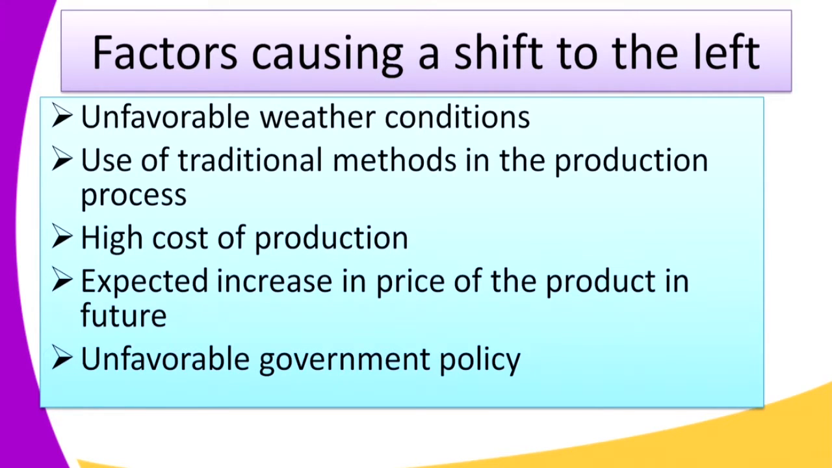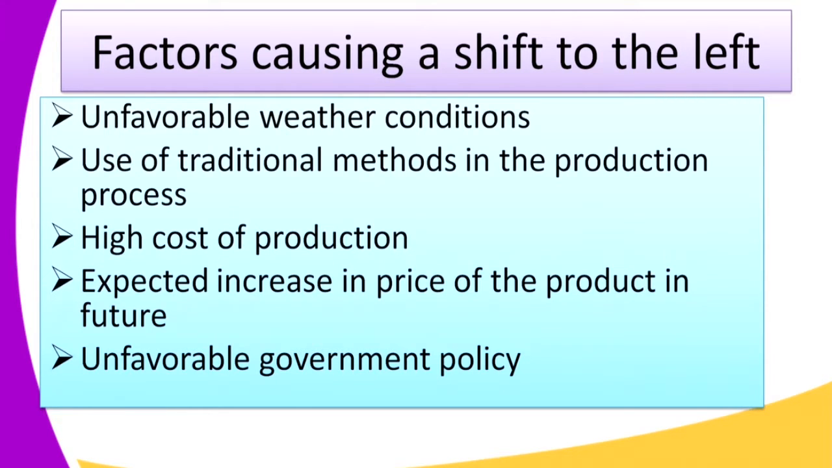The other one is the expected increase in price of the product in the future. Remember, from the law of supply, increase in price increases quantity supplied, and the decrease in price reduces the quantity supplied. So if you, as a supplier, expect the price of the product to increase tomorrow, you'll supply very little today. You wait for tomorrow for prices to go up, then you supply more. So expectation of price increasing in future reduces supply now.